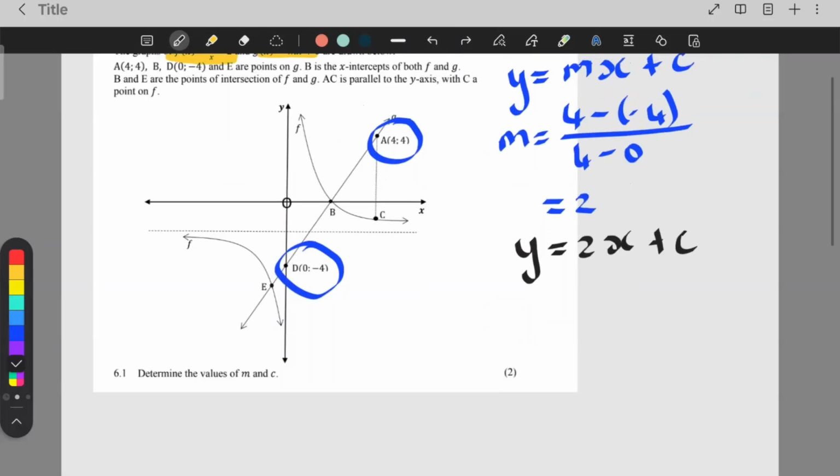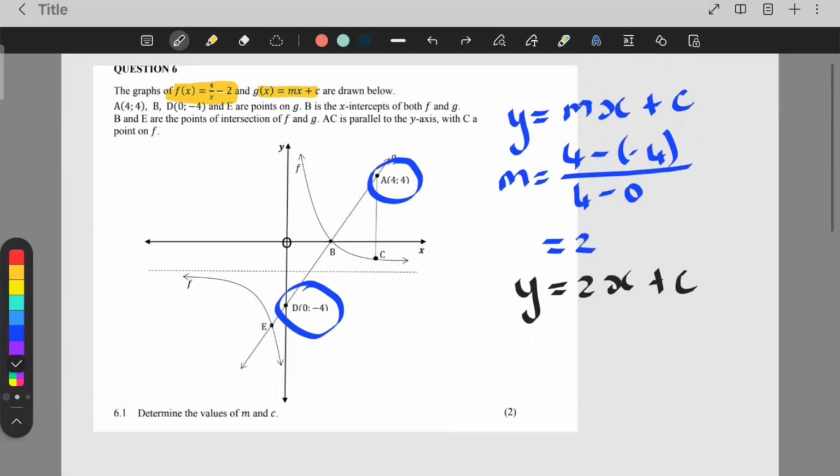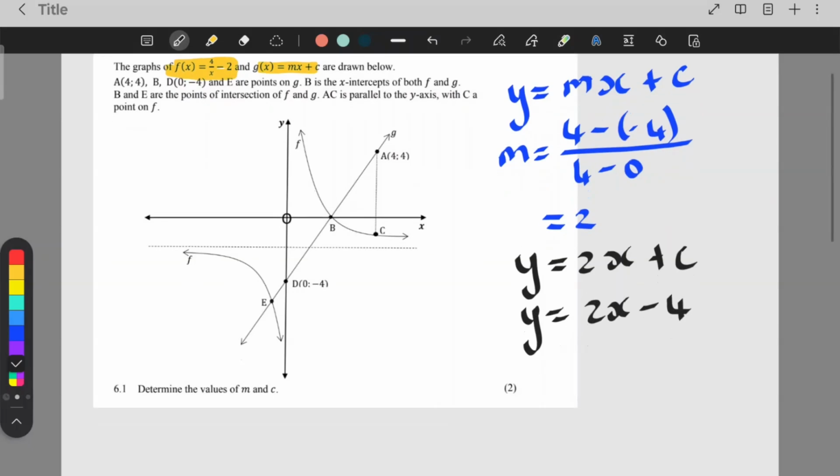Now to get c, I can either see it, because D is the y-intercept of the straight line. So if D is the y-intercept of the straight line, then c is negative 4. y is equal to 2x minus 4. Okay, if you can't see that, you can just sub in a point.